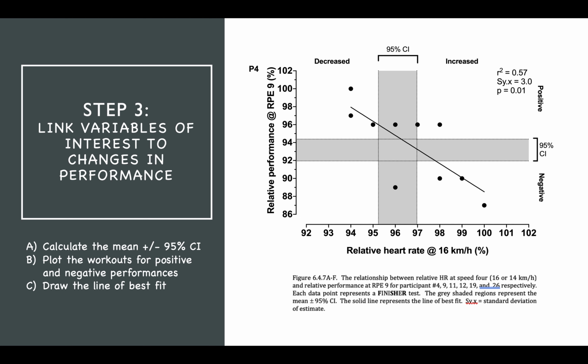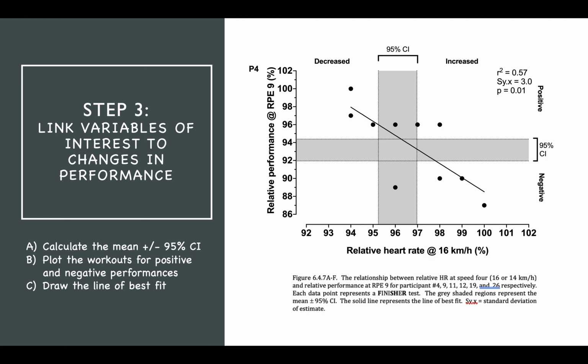So on this graph, what you have then is in that gray shaded region, for this particular athlete, when they had a relative performance above approximately 94.5%, that was deemed to be a positive performance. And when they had a performance lower than 92%, for that athlete, it was determined to be a negative or a poor performance. So that's a very important step.